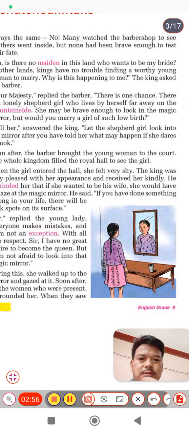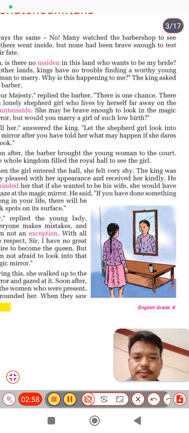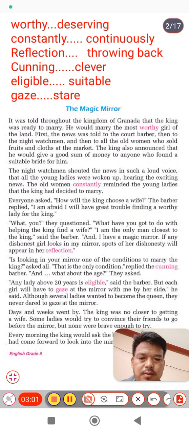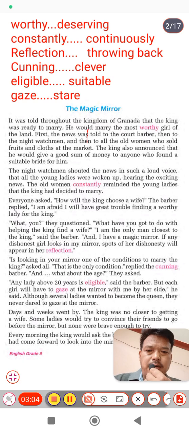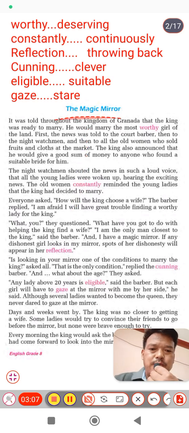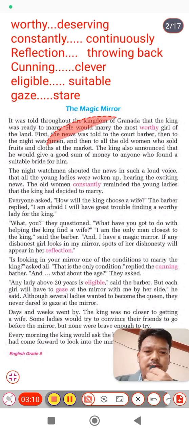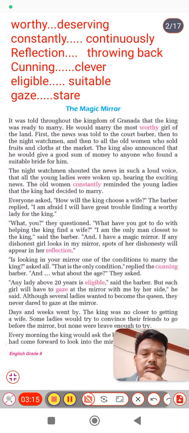And now we move to the text. This is the text we have, students. The Magic Mirror is the title of this whole story, and this is a story about an unmarried king who was very anxious about his own marriage, and then he told the barber and so many other people in his village to look for a bride. So this is what we are going to study, the story of the king.